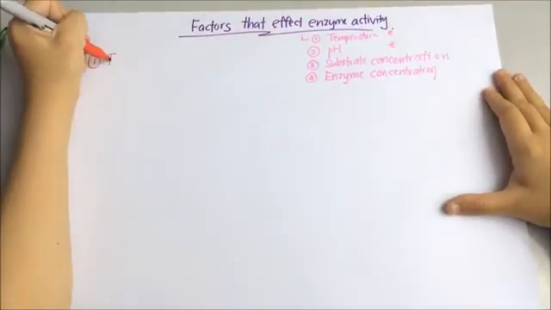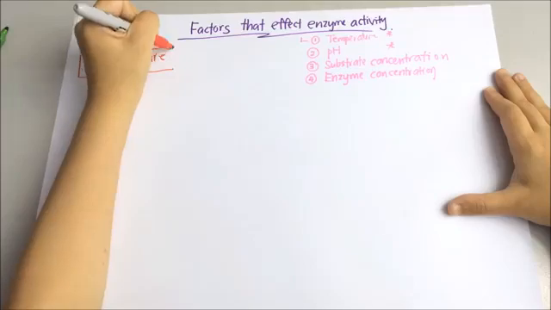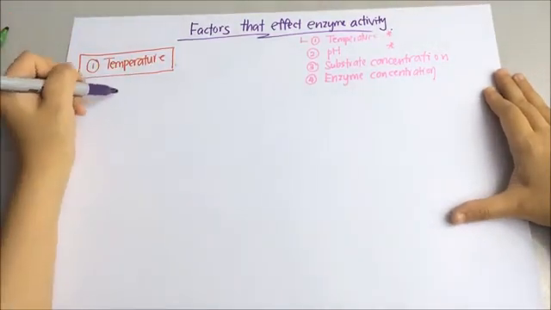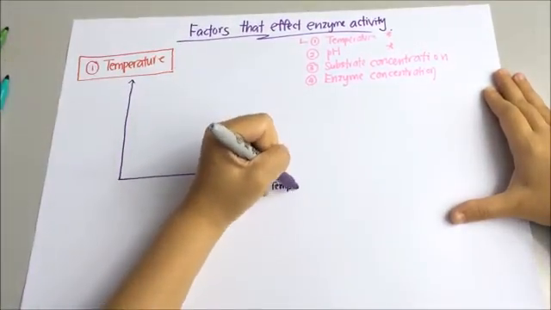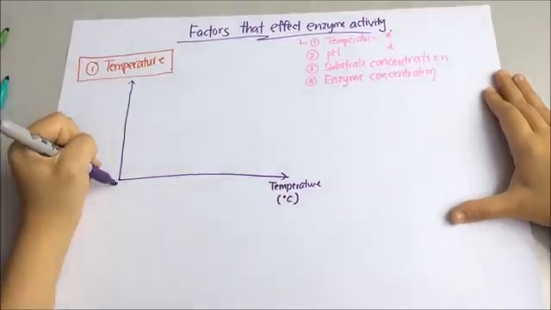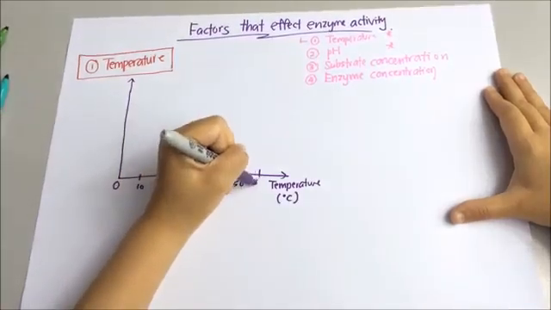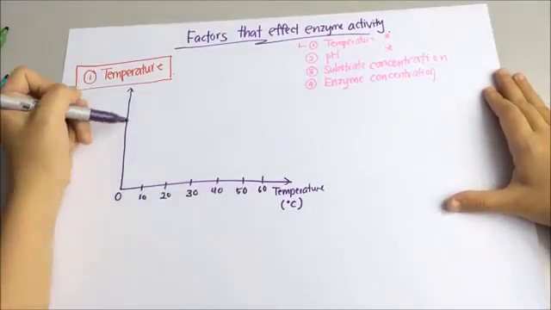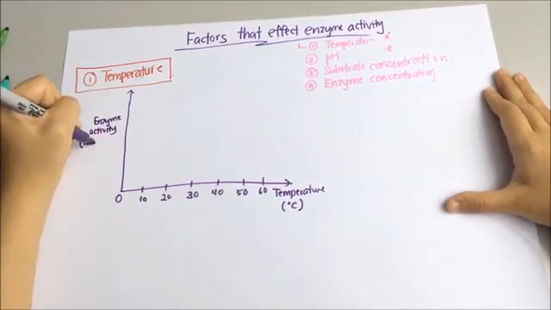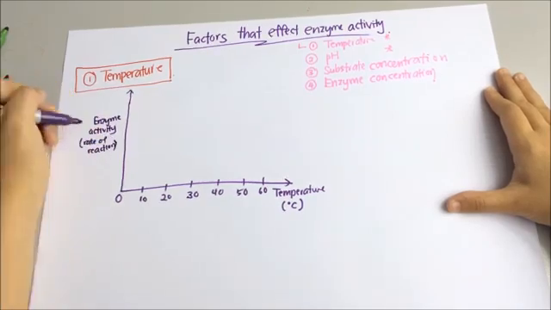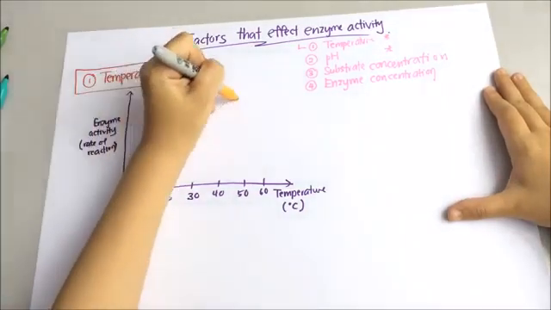Now let's focus on the temperature first. This is a very popular question in your exams. They will give you a graph like this. So for the x-axis we have temperature, and the y-axis indicates the enzyme activity, which will be measured as the rate of reaction. So this is the curve.